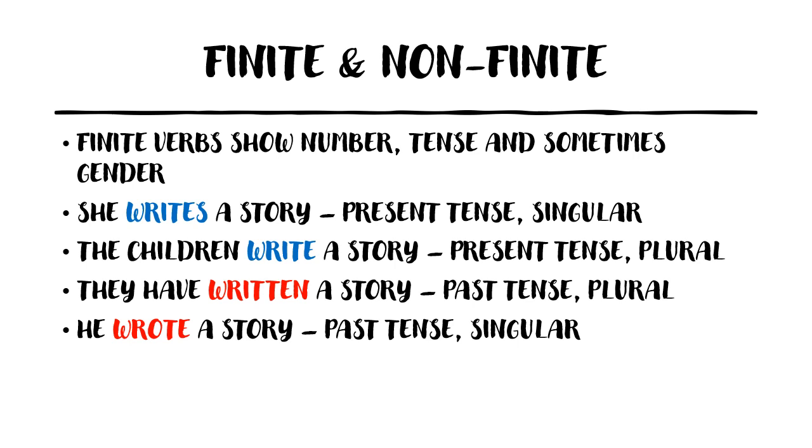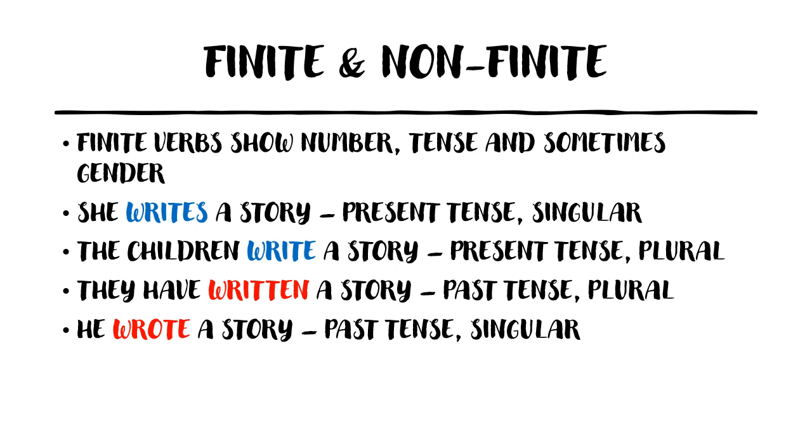Finite and non-finite verbs. Finite verbs show number, tense, and sometimes gender. She writes a story. The word writes tells us this is a present tense sentence, and it is a singular verb. There is only one person writing the story. The children write a story. This is also in present tense, but the word write shows us that there is more than one person writing the story.